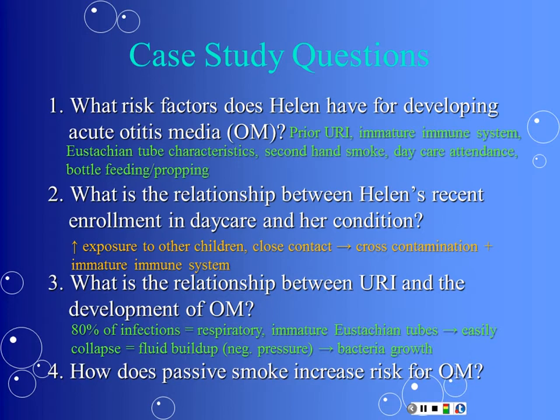So how does passive smoke increase the risk for otitis media? We talked about that. It irritates the eustachian tube, so you get that inflammatory response. Now, that's pretty much what it does to the whole respiratory tract as well.